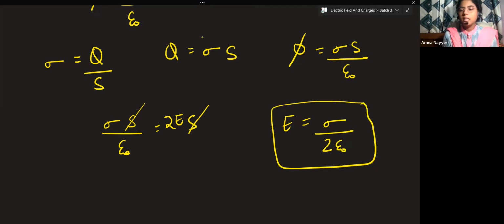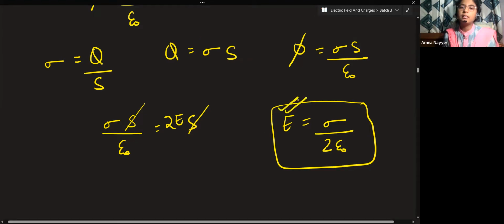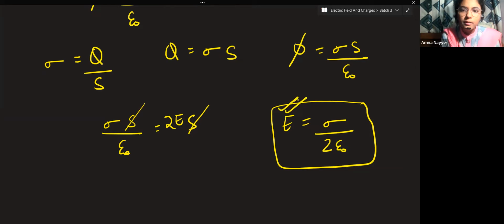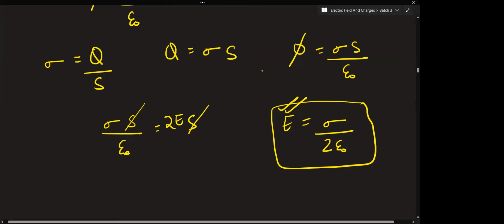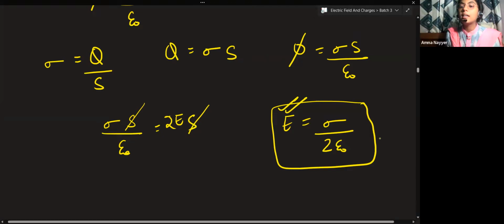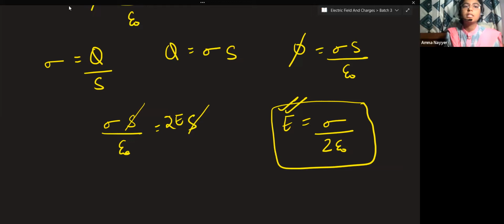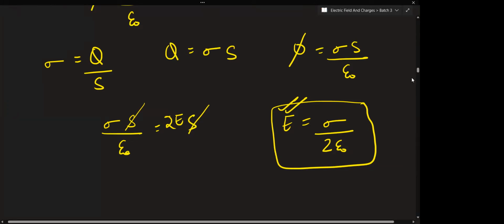Rifat, tell me one thing. How will electric field vary with R now? I'll help you. Just unmute yourself and try. See, do you see any R in this final formula? Rifat? No. So it means, will electric field depend on R? No. So if anyone asks you how electric field depends on R in case of plane sheet, you simply say it is independent of R. That will be your answer because you're not getting any value of it.